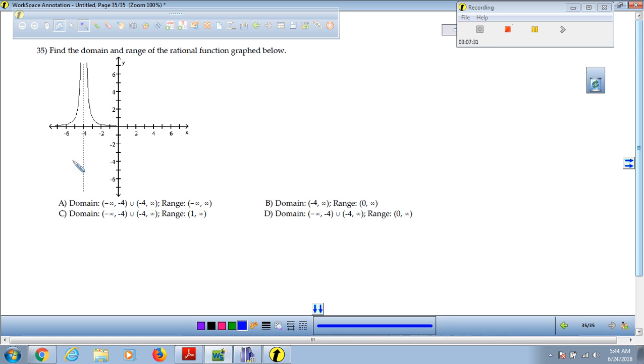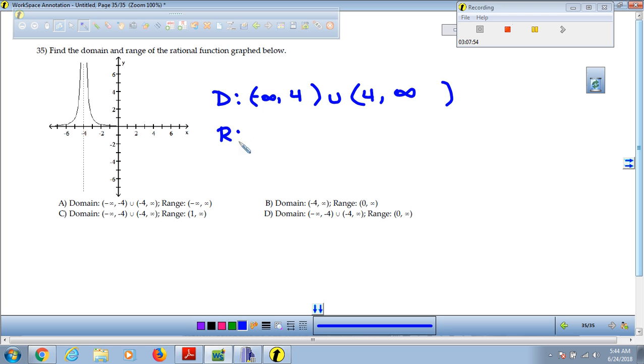This one, find the domain and range of the rational function graph. Domain. The domain is going to be given in two pieces. This piece and this piece that are not connected. So from negative infinity up to the vertical asymptote 4, not including it, and then from 4 to infinity.